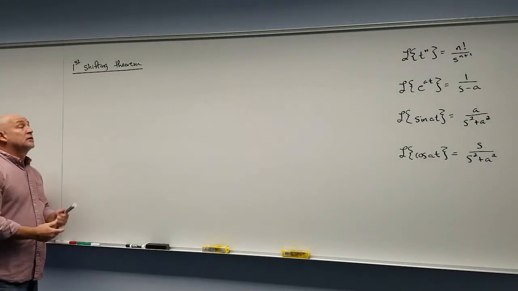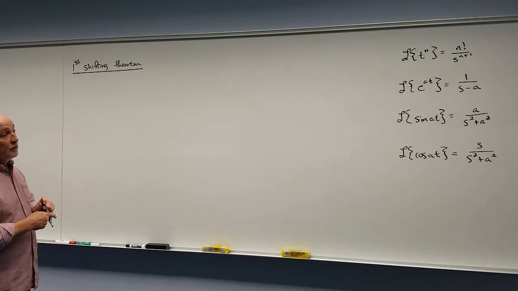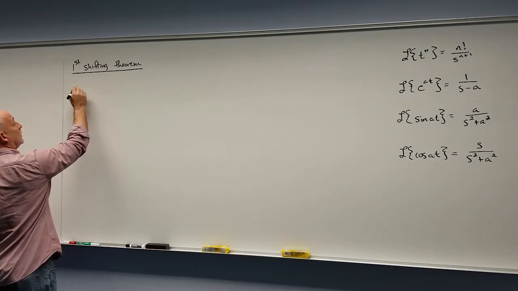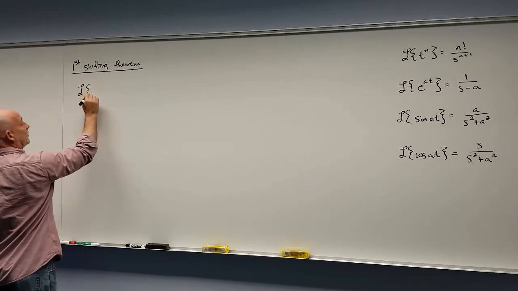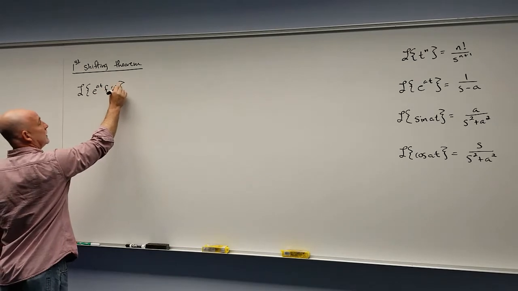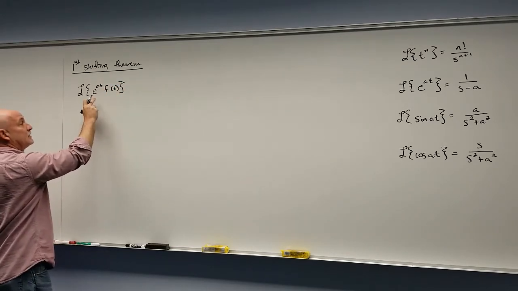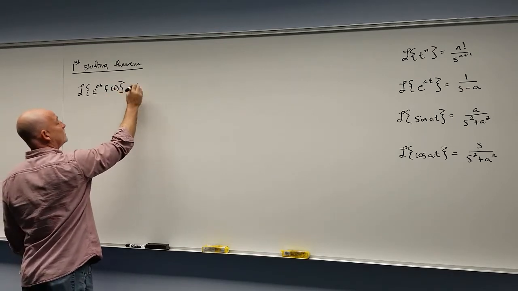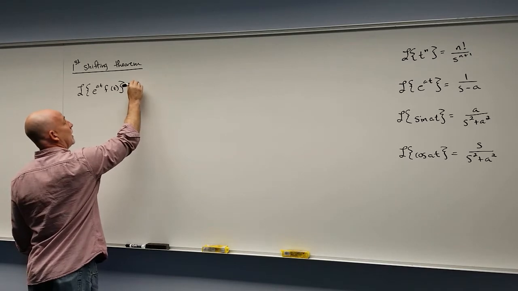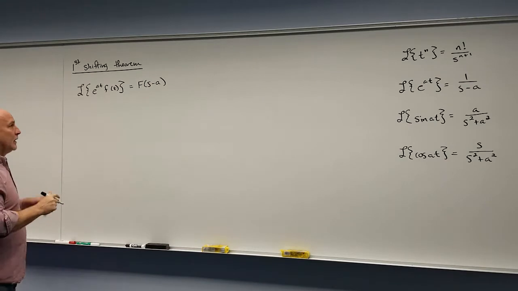All right, let's take a look at something called the first shifting theorem. The first shifting theorem is an incredibly useful theorem when we're talking about Laplace transforms. Here's what it says. If you're doing a Laplace transform of e to the at times f of t, so basically part of the function that you're doing a Laplace transform of is an exponential, all that ends up doing is, once you do the Laplace transform, this is going to be big F of s minus a.